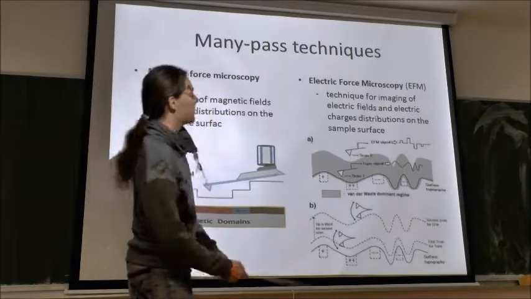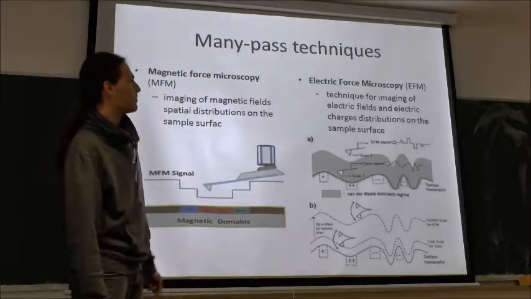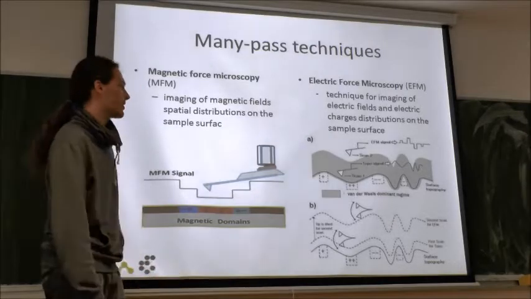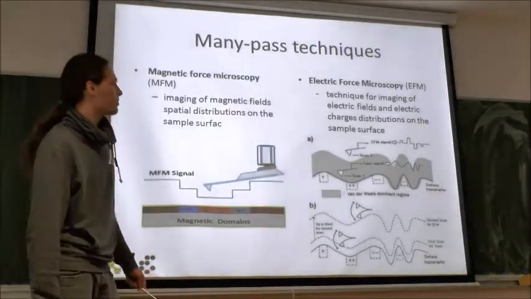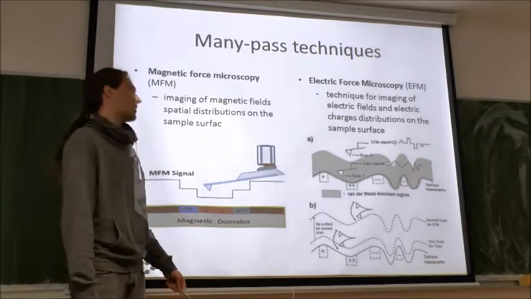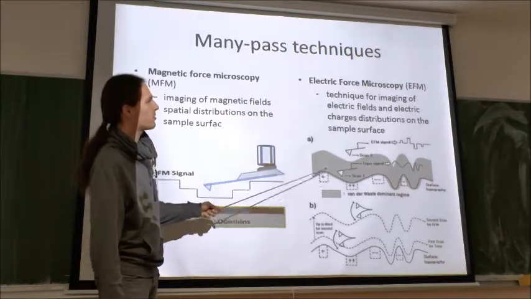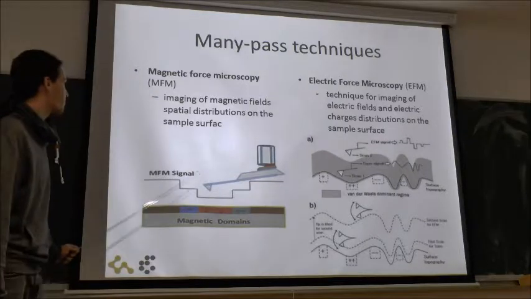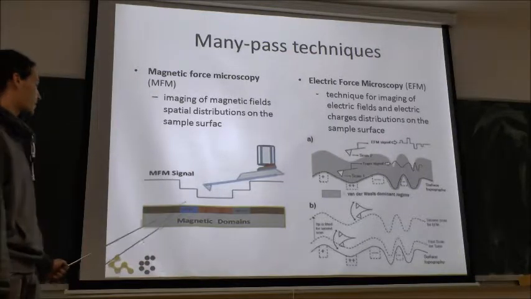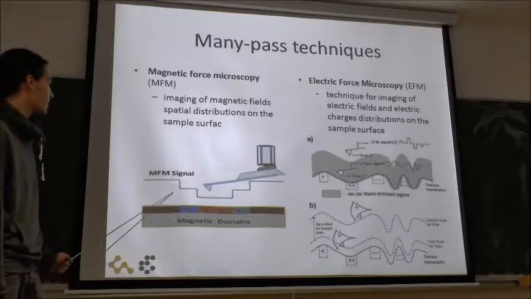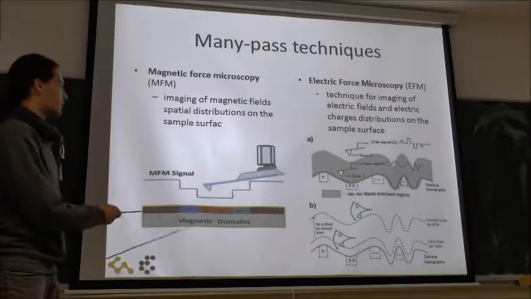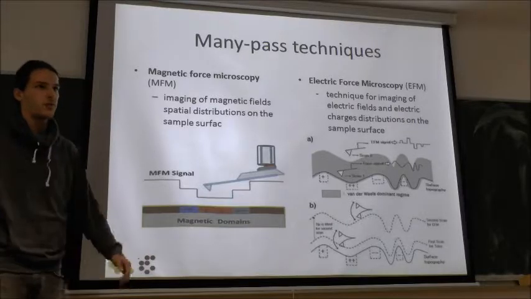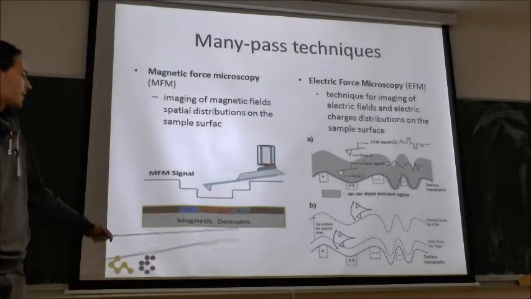Here is the signal of electric force microscopy. This is the technique that is used for imaging electric fields and electric charge distribution on the sample. We can also observe magnetic field distributions. Of course, we need a special tip, but we can observe the magnetic domains in samples.